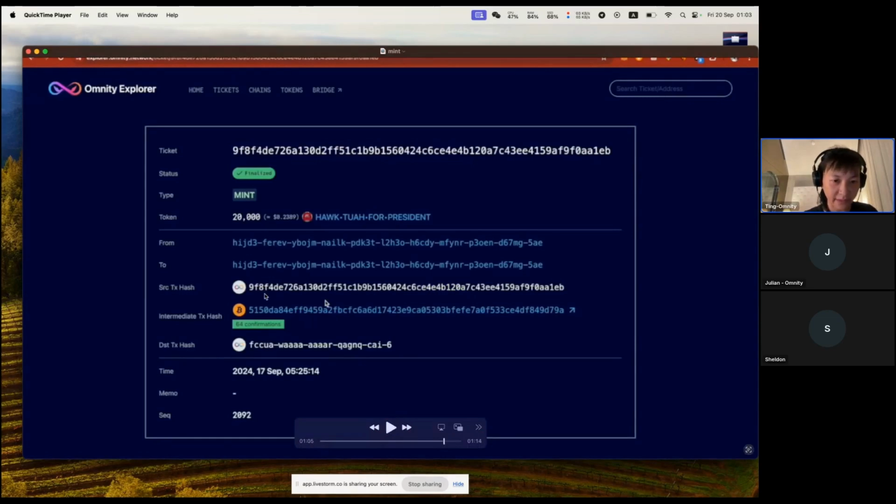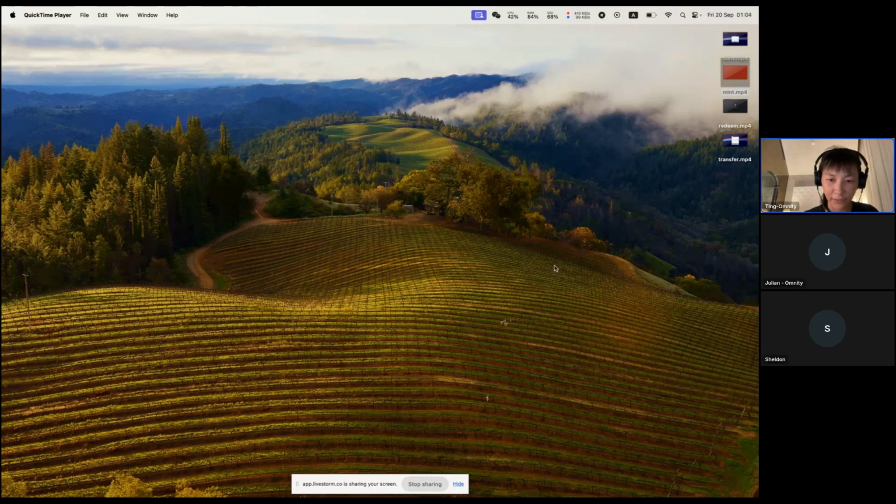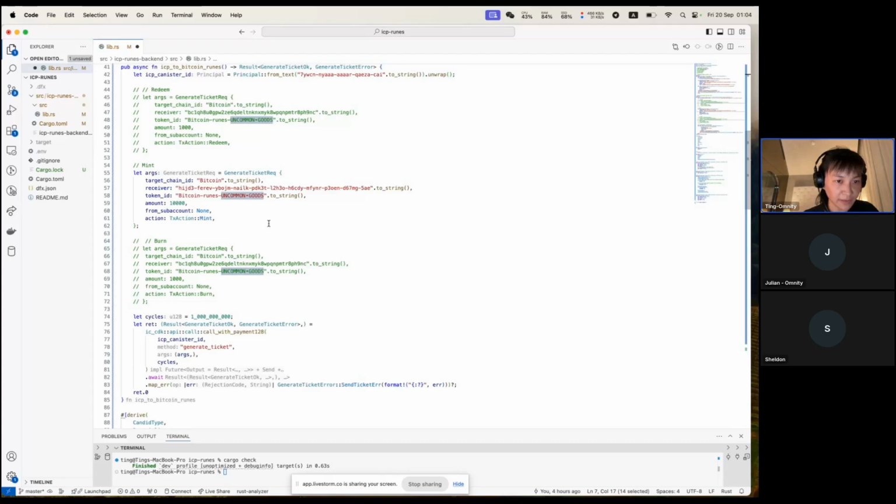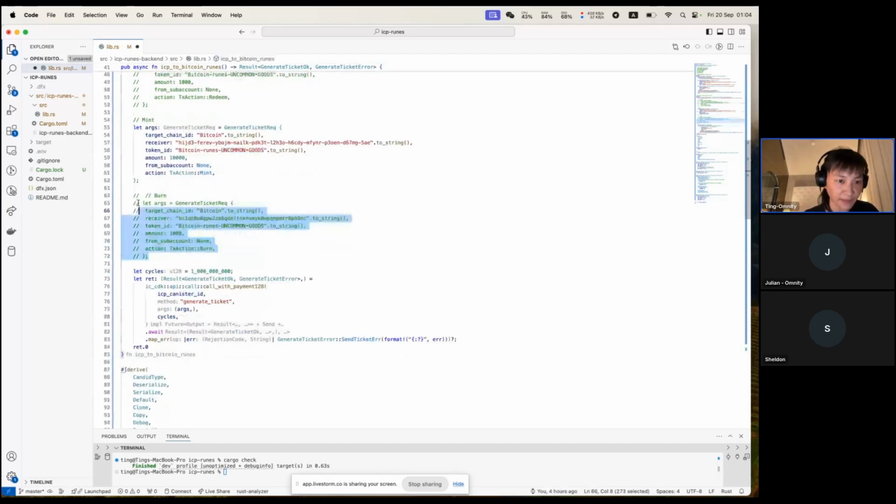One is the ICP to Bitcoin, and this is the transaction ticket. And this one is the BTC to ICP network transaction ticket. Yeah, this is the process of the mint action. So the last but not the least is the burn action here.